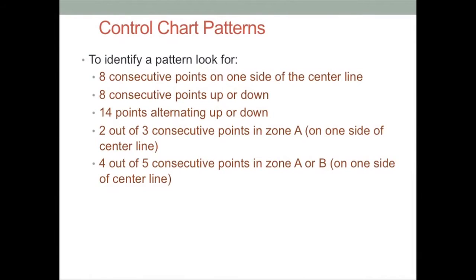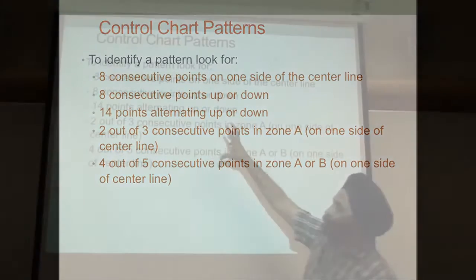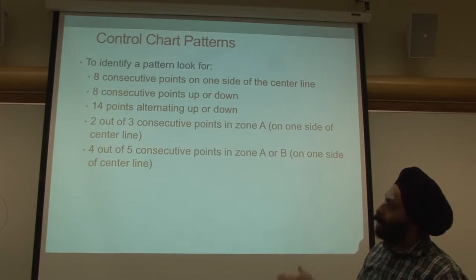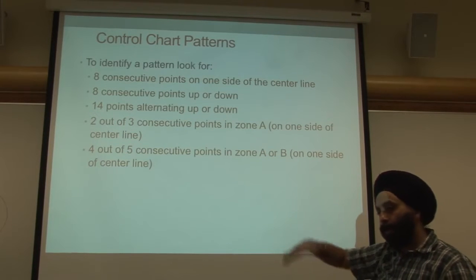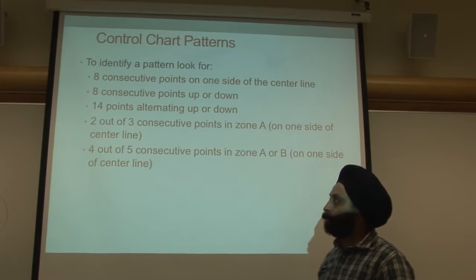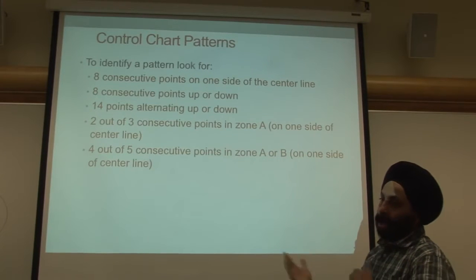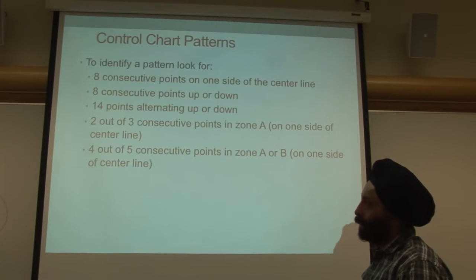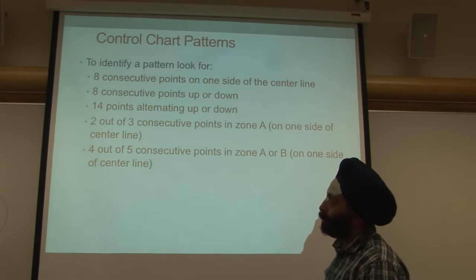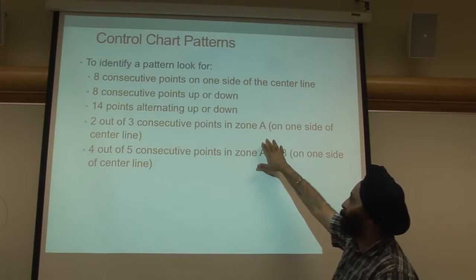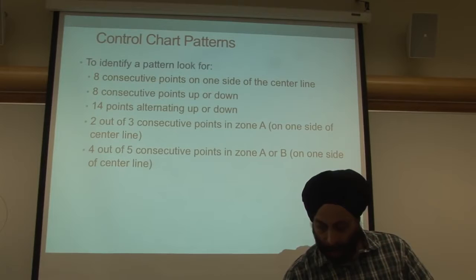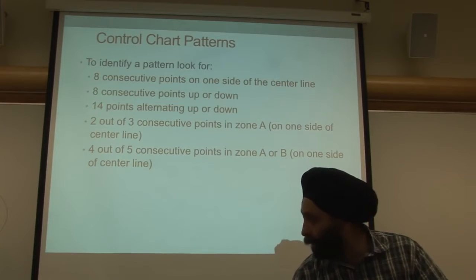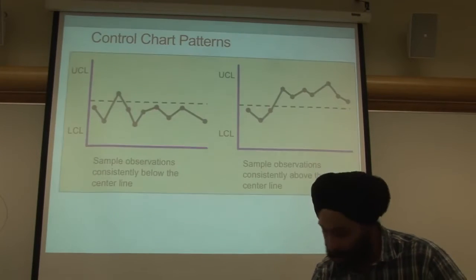To identify a pattern, there are certain rules of thumb, heuristics that are available. 8 consecutive points on one side of the center line is not random. 8 consecutive points going up or down, consistently going up or consistently going down, also is not random. 14 points alternating up and down, oscillating like a pendulum around the average, also is not random. Then 2 out of 3 consecutive points in zone A on one side of the center line, which I'll show you, and 4 out of 5 in zone A or B.